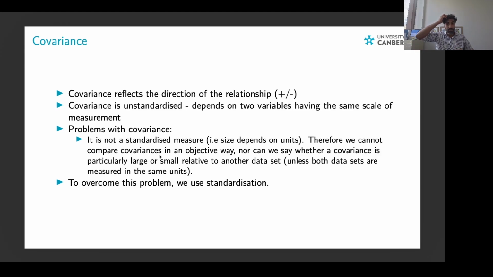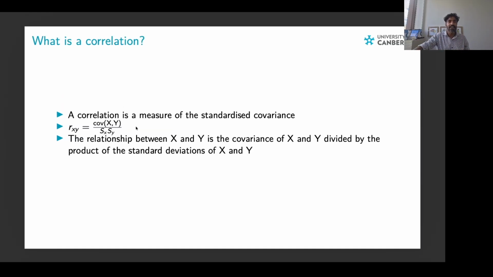So what we do is we standardize. That's how we overcome the problem. And to standardize, that allows us to get the correlation, which is a measure of the standardized covariance. So you get the covariance and you divide it by the product of the standard deviations for each of the variables.